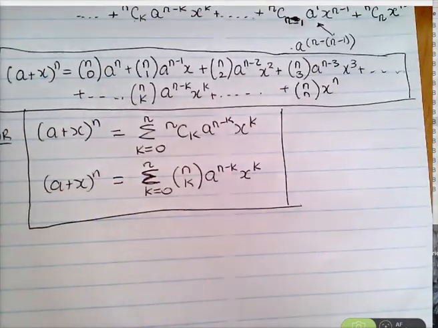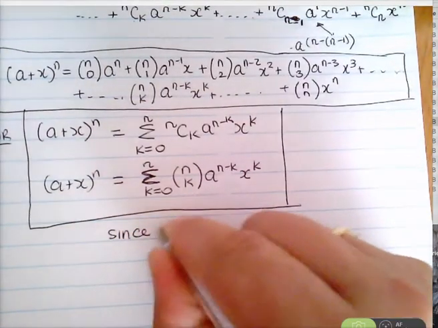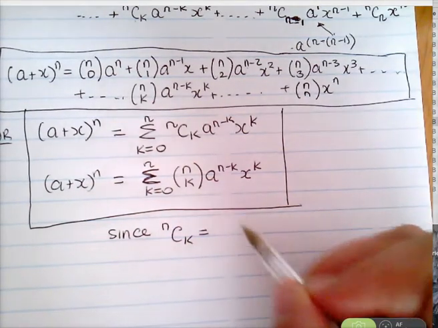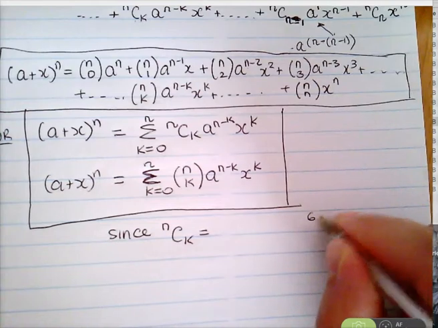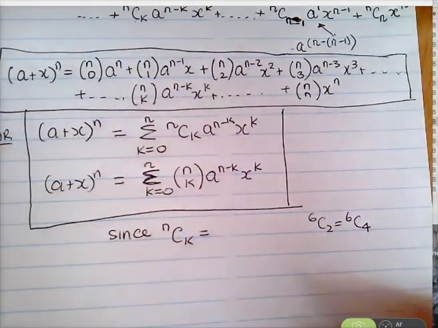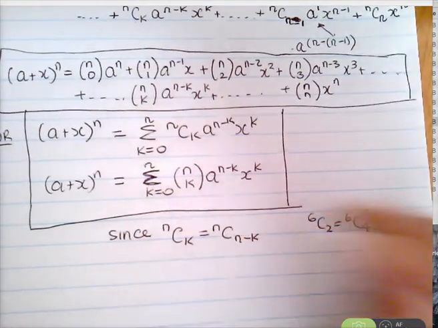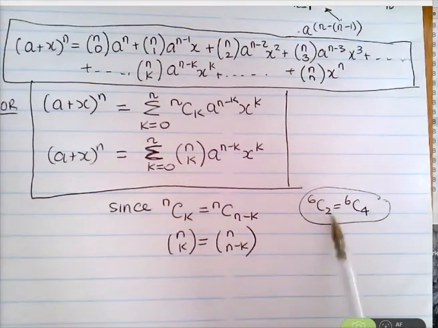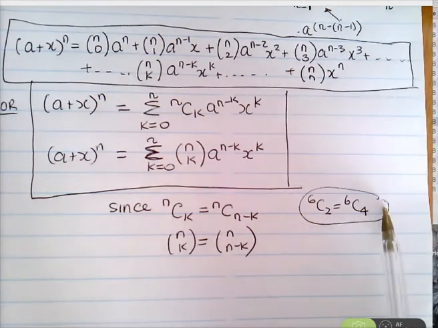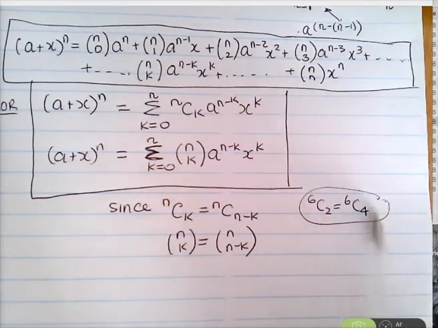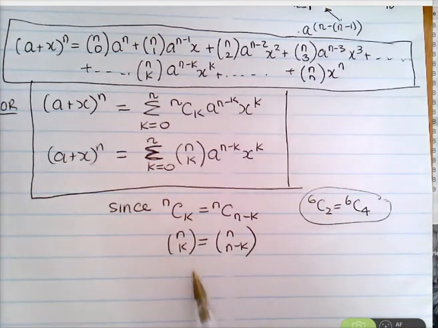Now, one thing to notice is that since n choose k, for example, we know that 6 choose 2 is the same as 6 choose 4. So that means n choose k is the same as n choose n minus k. nCk is the same as nC(n-k). An example here is 6C2 equals 6C4. We've noticed that with Pascal's triangle, and we've noticed that with our combination notation. We can write this also in choose notation: n choose k equals n choose n minus k.